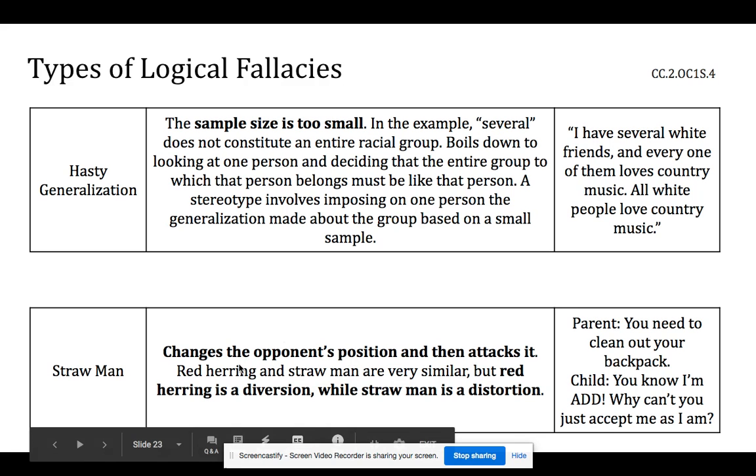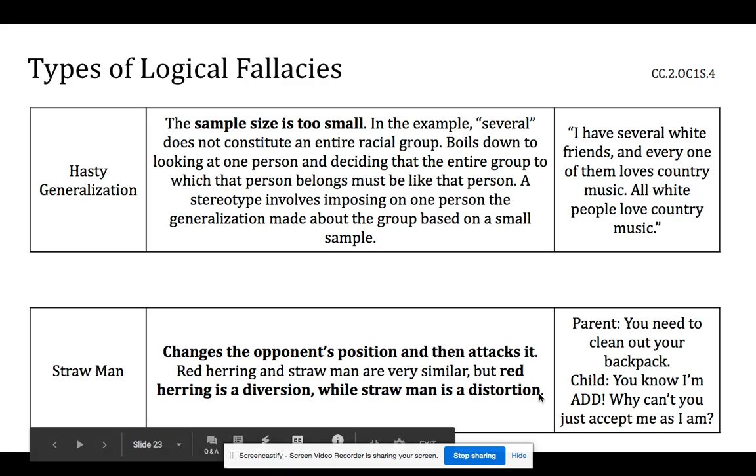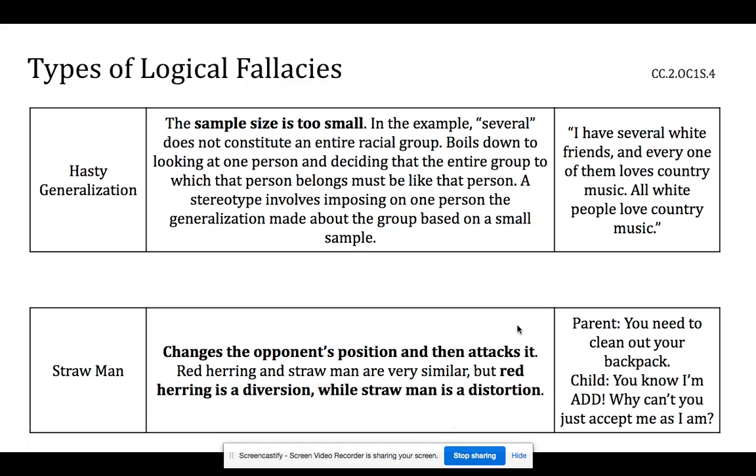Red herring and straw man are very similar, but red herring is a diversion or a distraction. So for that previous example for red herring, it was like, oh, my teacher can't give me homework because it's a religious holiday and it's her responsibility to protect my religious freedom. And it's like, okay, well, the argument was about not having homework, and now you're making it about freedom of religion. So that one's kind of diverting or distracting. But for straw man, it's a distortion. And so it's like taking your words out of context or manipulating them.